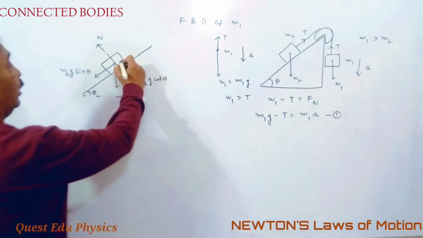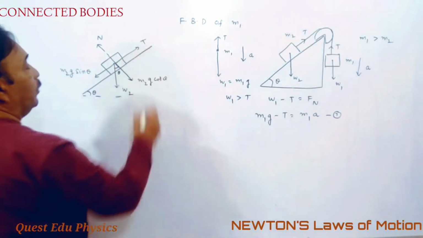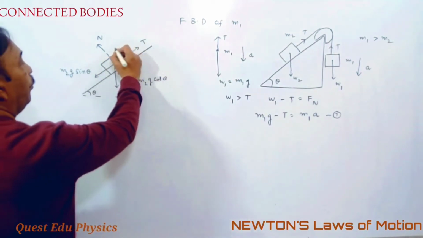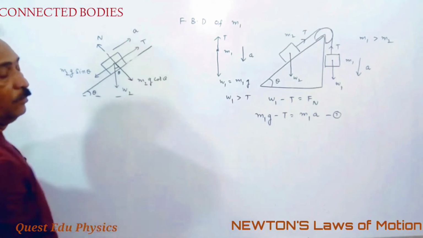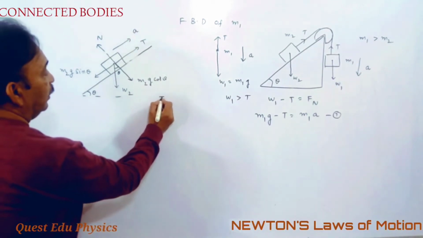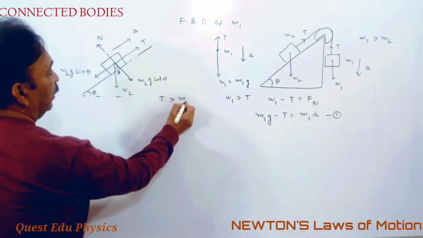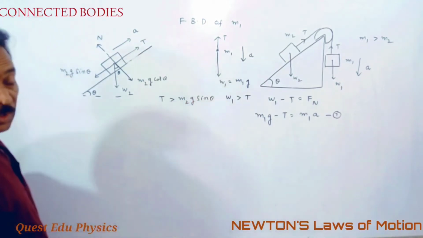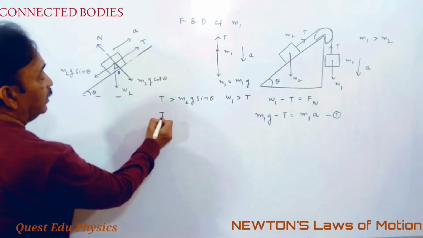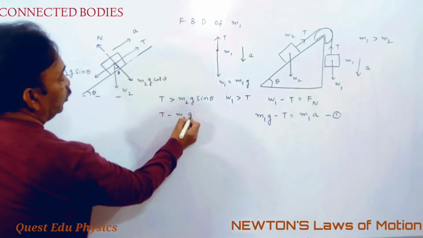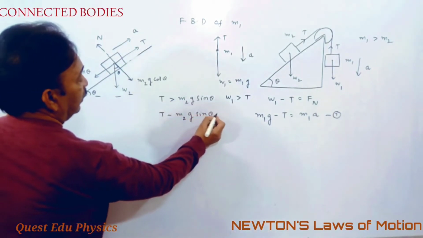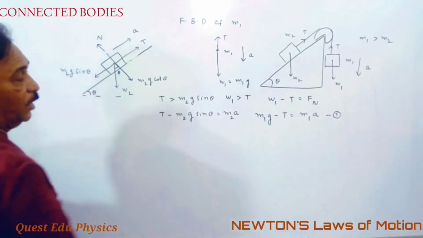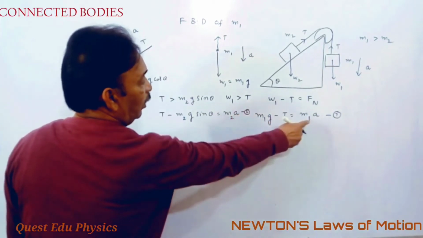Let's see, it is the tension in the string. Here in this case, tension is making the body move up. It is moving in this way. And we can write T is greater than M2G sin theta. Then T minus M2G sin theta is equal to net force, that is equal to M2A. Let's say it is equation 2. We have 1 and 2.